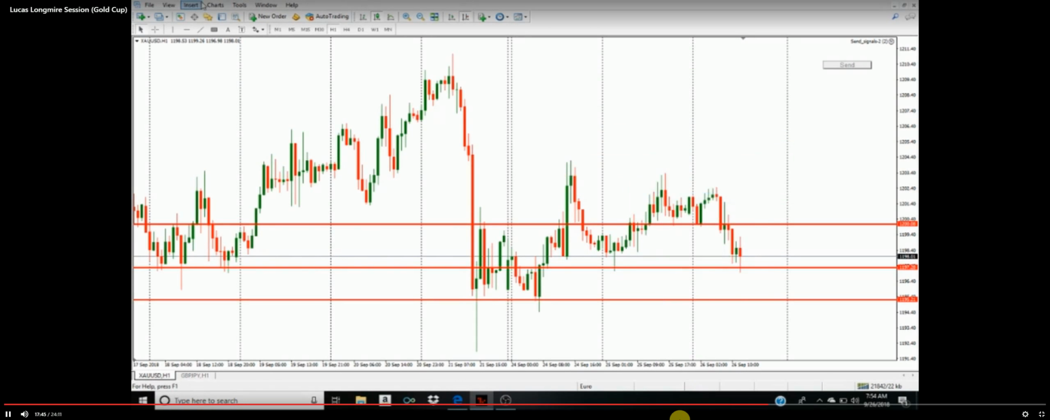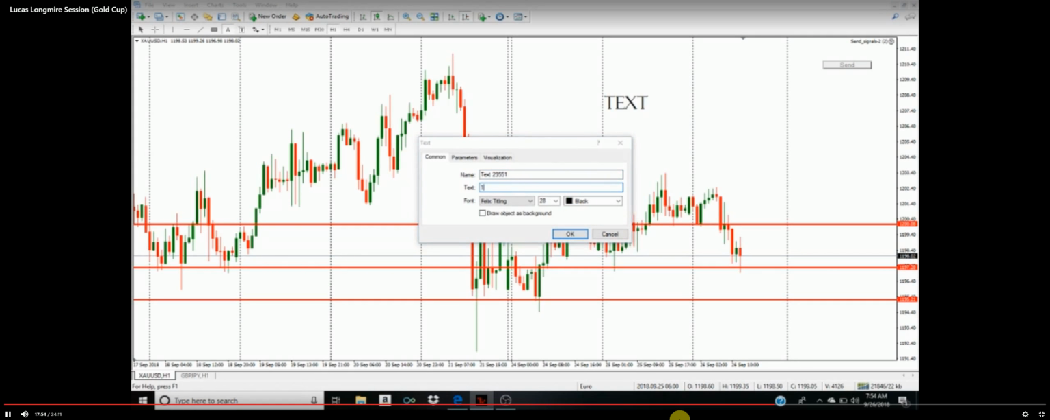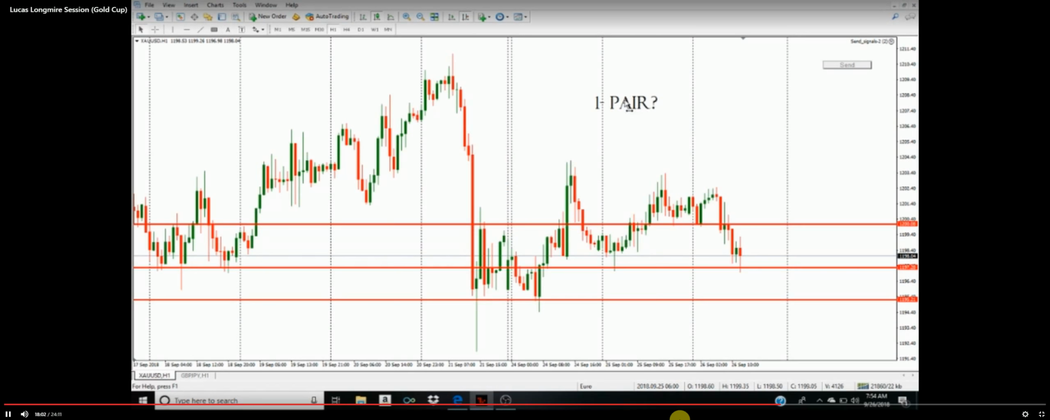Alright, so a trading plan is very key when you're trading. So one, you want to have a pip goal. Let's go for here, pair. What pair are you trading? The pair is very, very key.